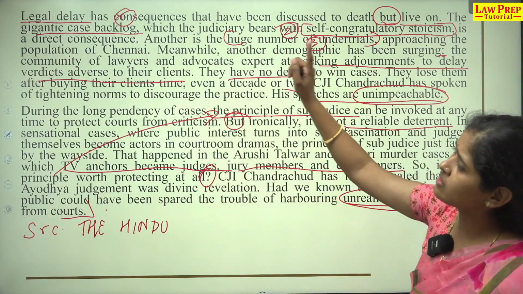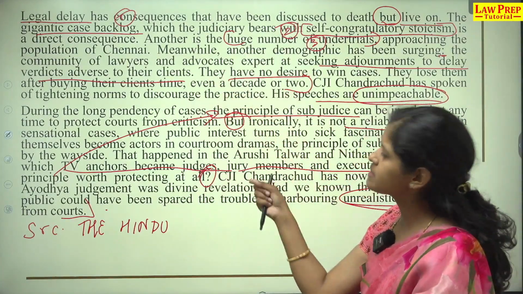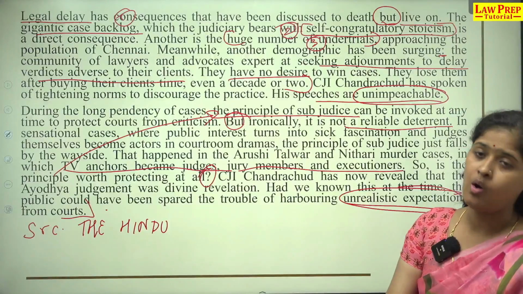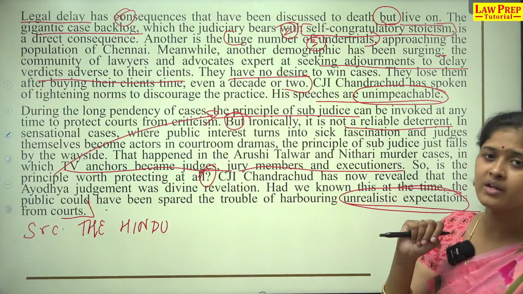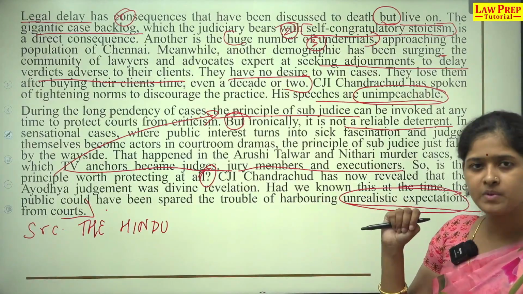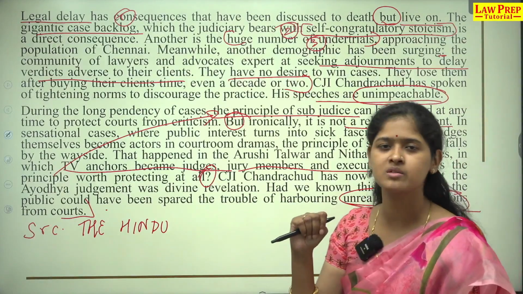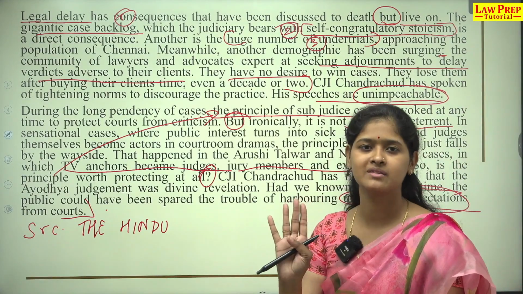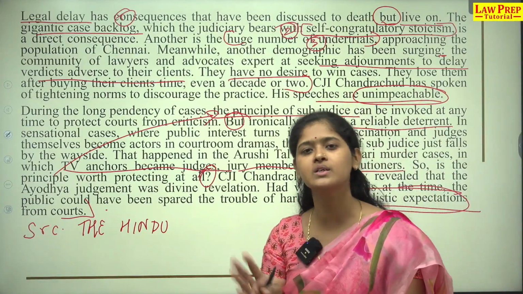Why has the author discussed legal delay and principle of sub judice in the same article? The author could have written only about legal delay or only about the principle of sub judice. What's the point of mixing these two? That's not our discussion. That's not our work to do.